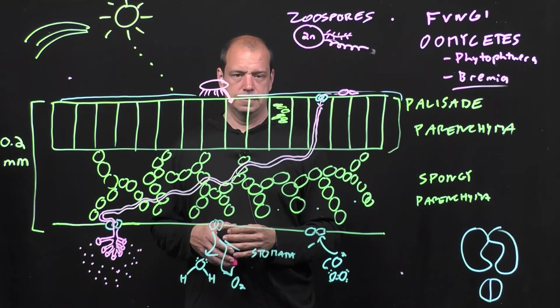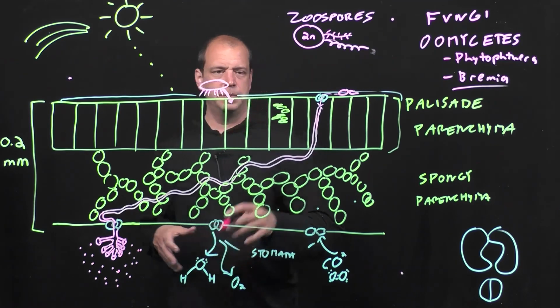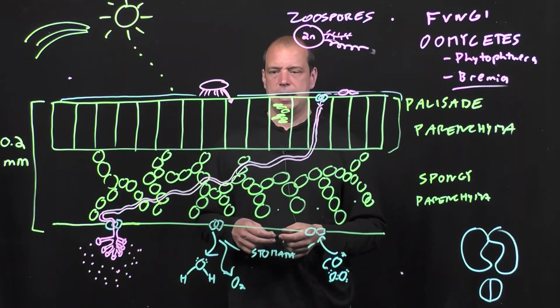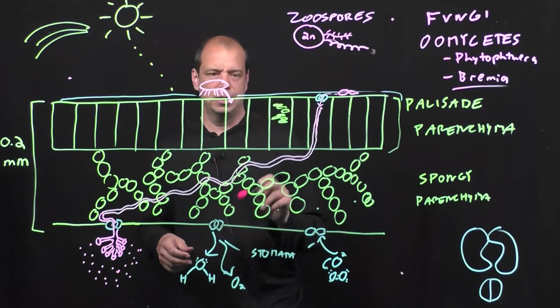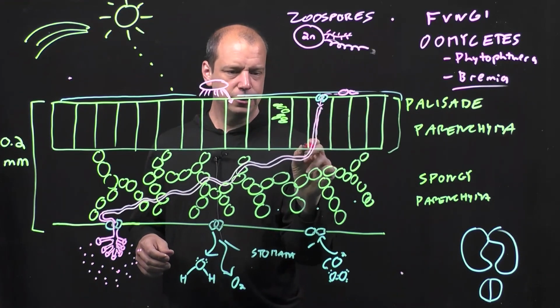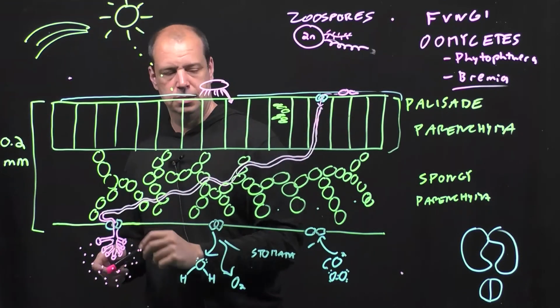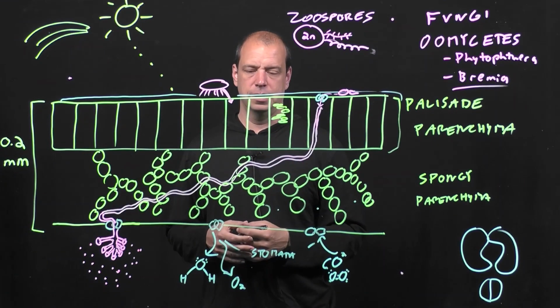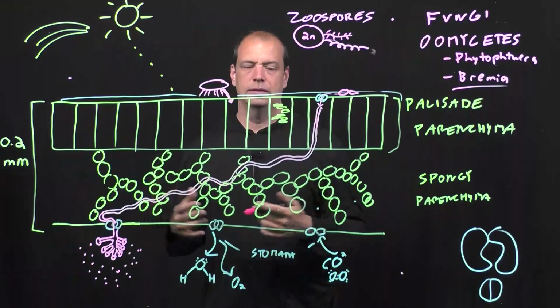So this is a very basic life history of the bremia pathogen. And in the next video, I will talk about what is happening at the interface between the filament and the cells that it's attempting to extract nutrients from.